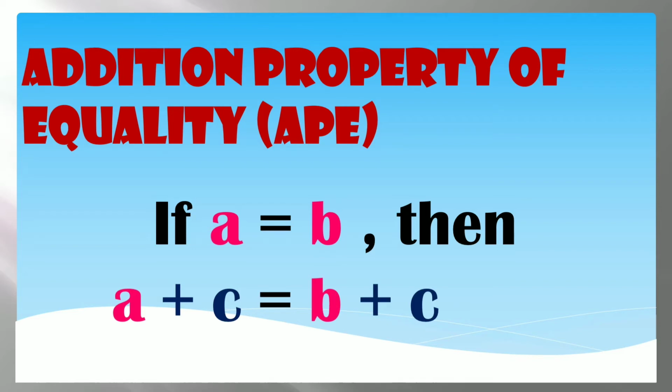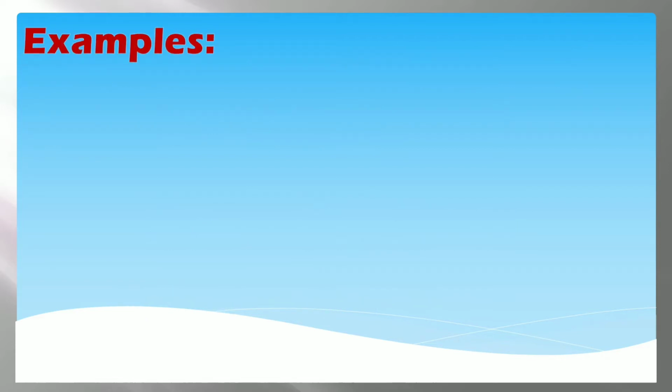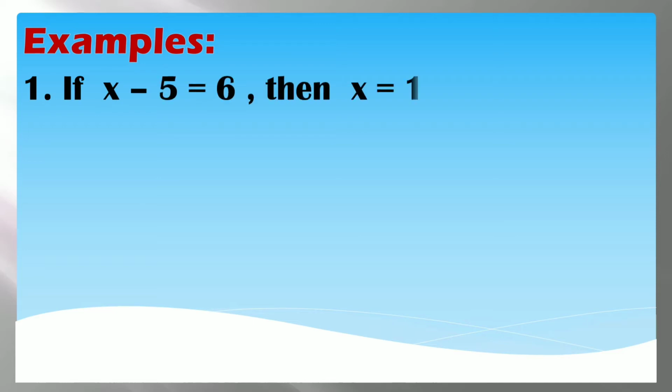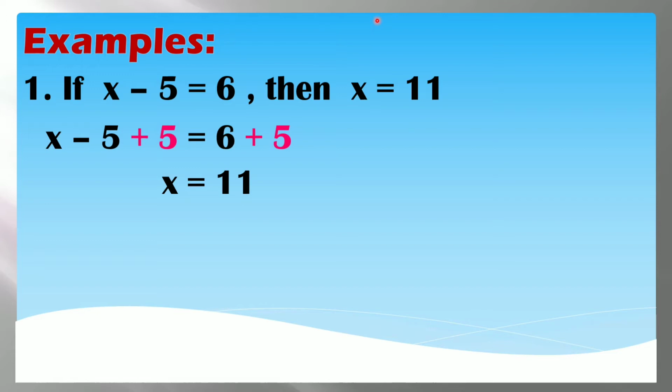Pag sinabi natin addition property of equality, kung ano yung in-add natin sa left side, dapat ganun din yung i-add natin sa right side. Examples. If x minus 5 equals 6, then x equals 11. Paano naging x equals 11? Kasi, nag-add tayo ng 5 both sides. Plus 5 sa left at plus 5 sa right. Ito ay magiging 0 na, and then ito ay magiging 11. So, magiging x equals 11.